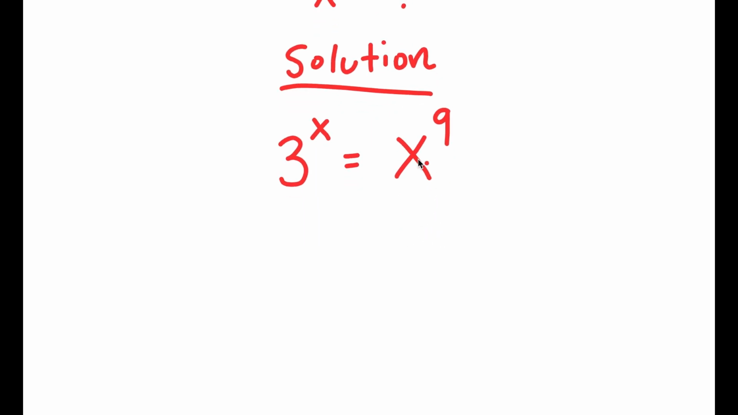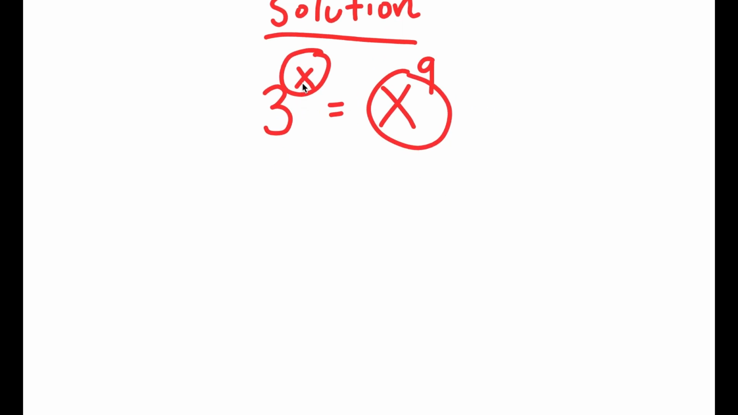And what can we do to find the value of x? Well, as you see here, we have an x on both sides of our equation, and one of the x's is an exponent, while the other one is a term. So what I'm going to do is I'm going to take the power of 1 over 9x on both sides.